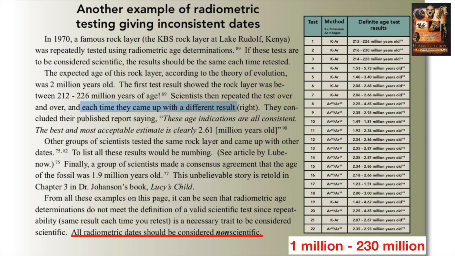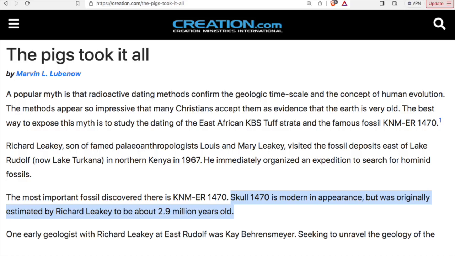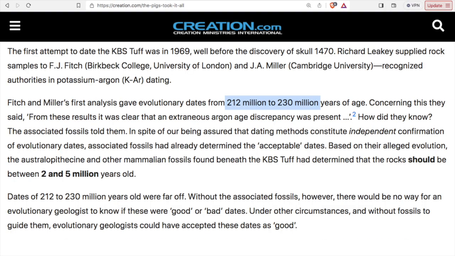Okay, and then there was this KBS tuff. This is a rock layer in Kenya that got dated a lot, and we'll explain why. But each time they dated it with the radiometric dating, they came up with a different result. At first, it was 230 million years old, and I'll explain why they keep testing it. But all these different results, which come from 1.3 million to 230 million. So they're not getting the same results. But why were they testing that layer so much? Well, you can read about it in creation.com, and the article is called "The Pigs Took It All," because everybody agreed that it was 230 million years old, but then they found some mammal fossils underneath it.